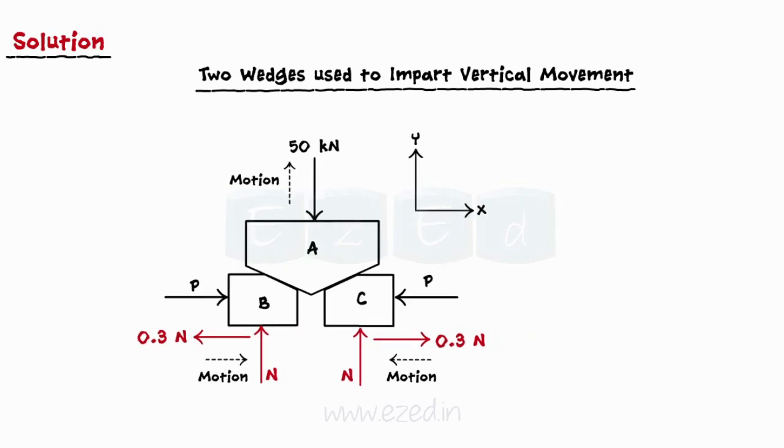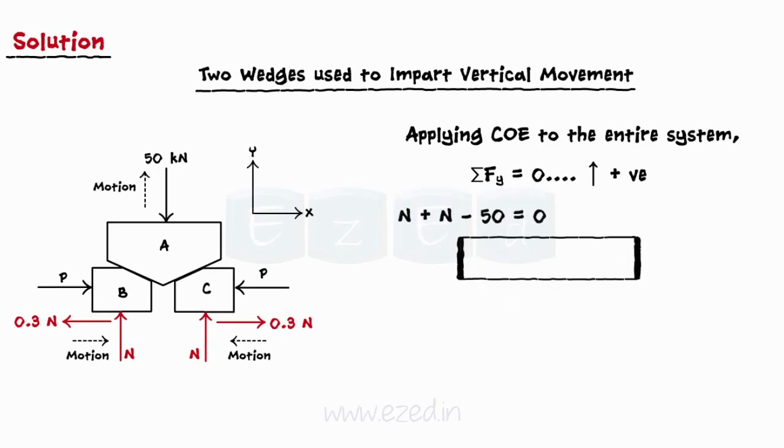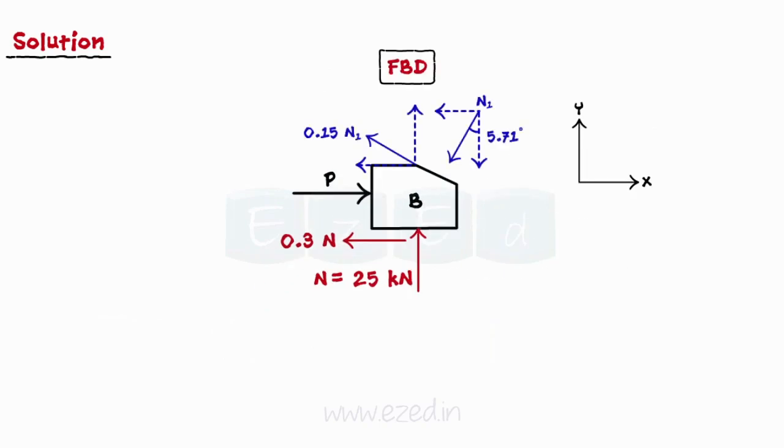Now, we will apply conditions of equilibrium to the entire system. We will equate the summation of all forces in the y direction to 0. Thus, we will be able to find the normal reaction offered by the ground on both wedges is equal to 25 kilonewtons. We will now isolate wedge B and draw its FBD as shown.